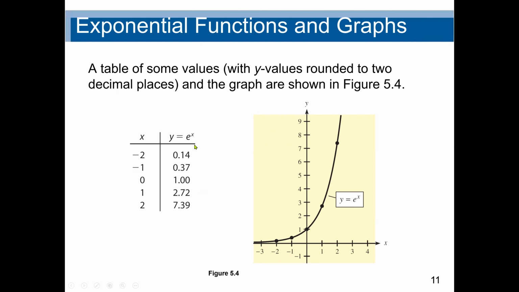Now we use our calculator. e raised to the power -2 will give us 0.14. e raised to the power -1 will give us 0.37. Any value raised to the exponent 0 will give us 1. And e raised to the power 1 will give us the e value, which is 2.72. Then e raised to the power 2 will give us 7.39. Then we can plot the corresponding points. In this case, we have 5 points, so we plot our 5 points and draw the shape.